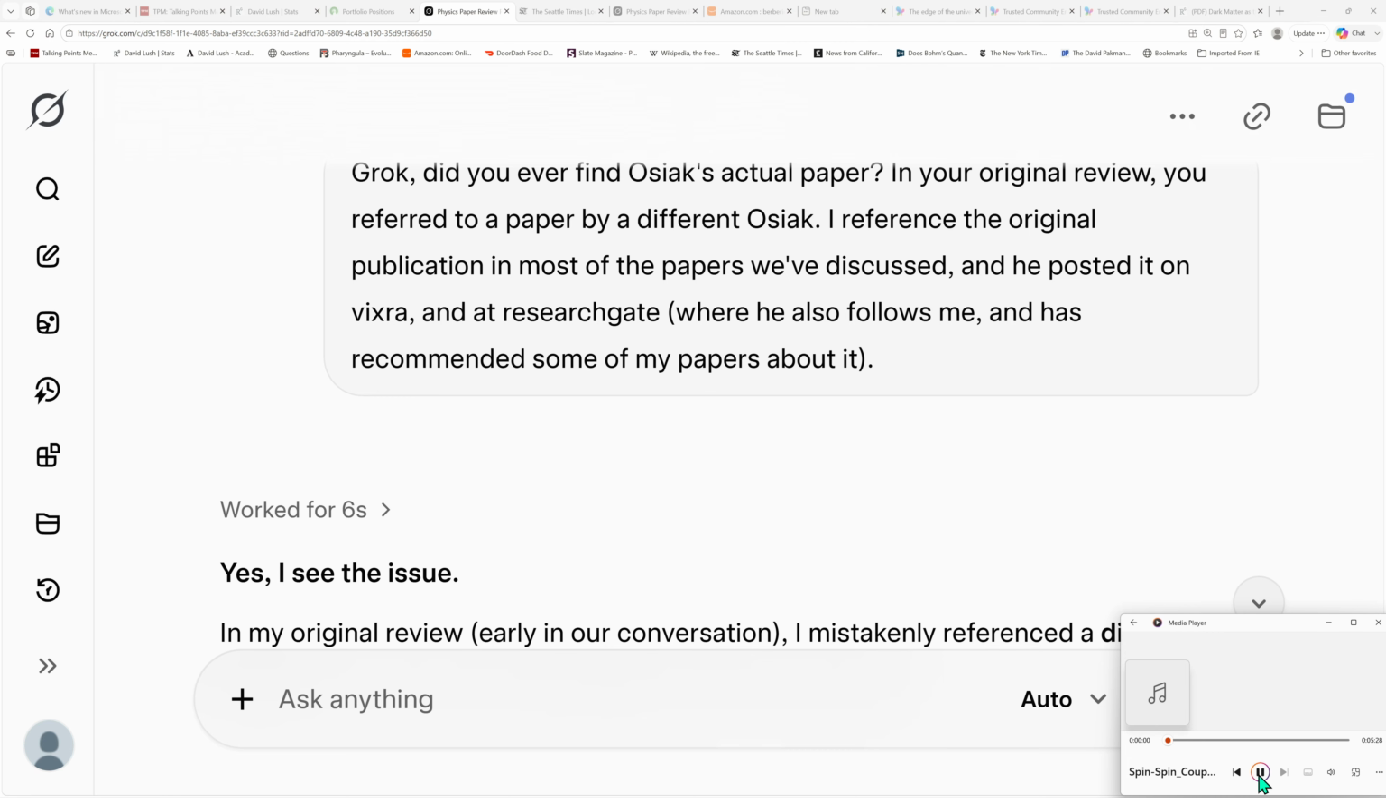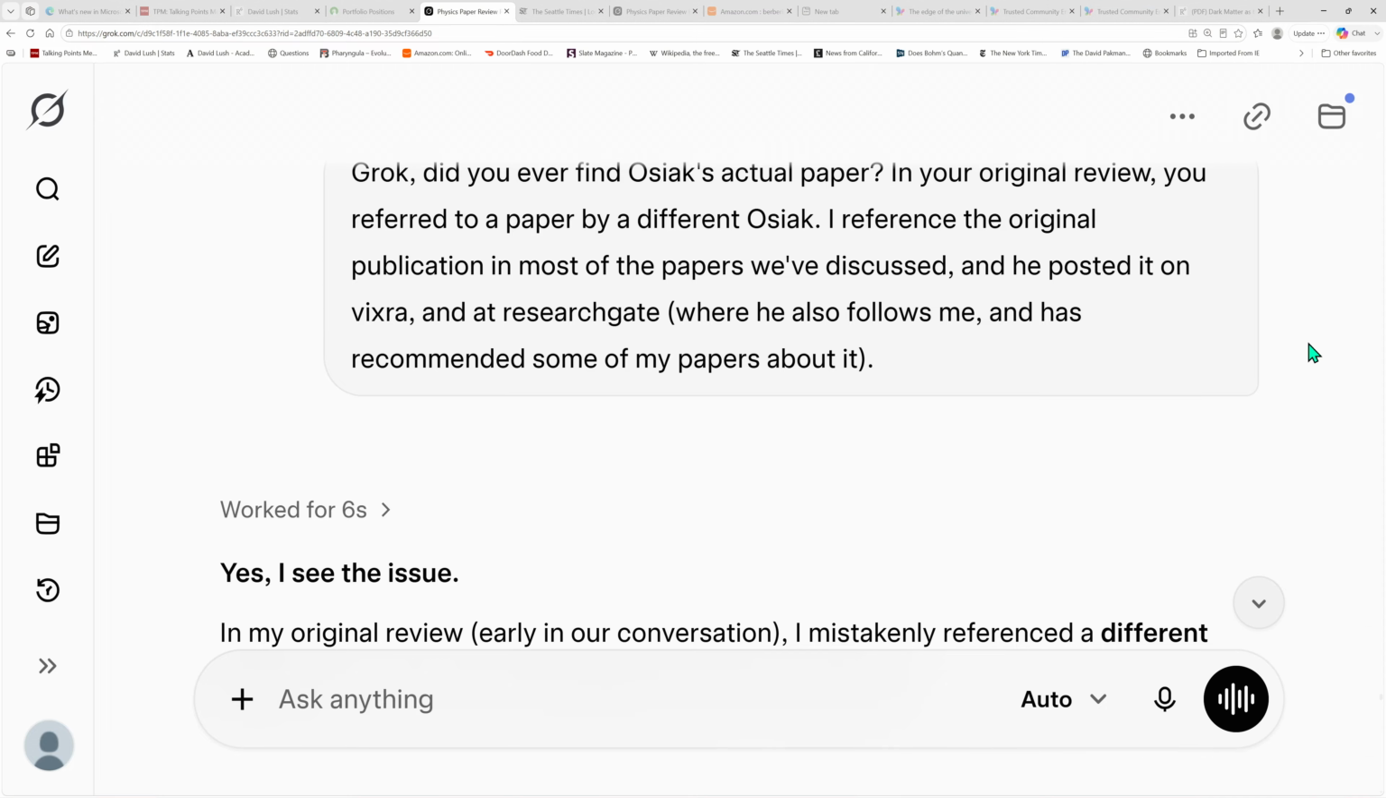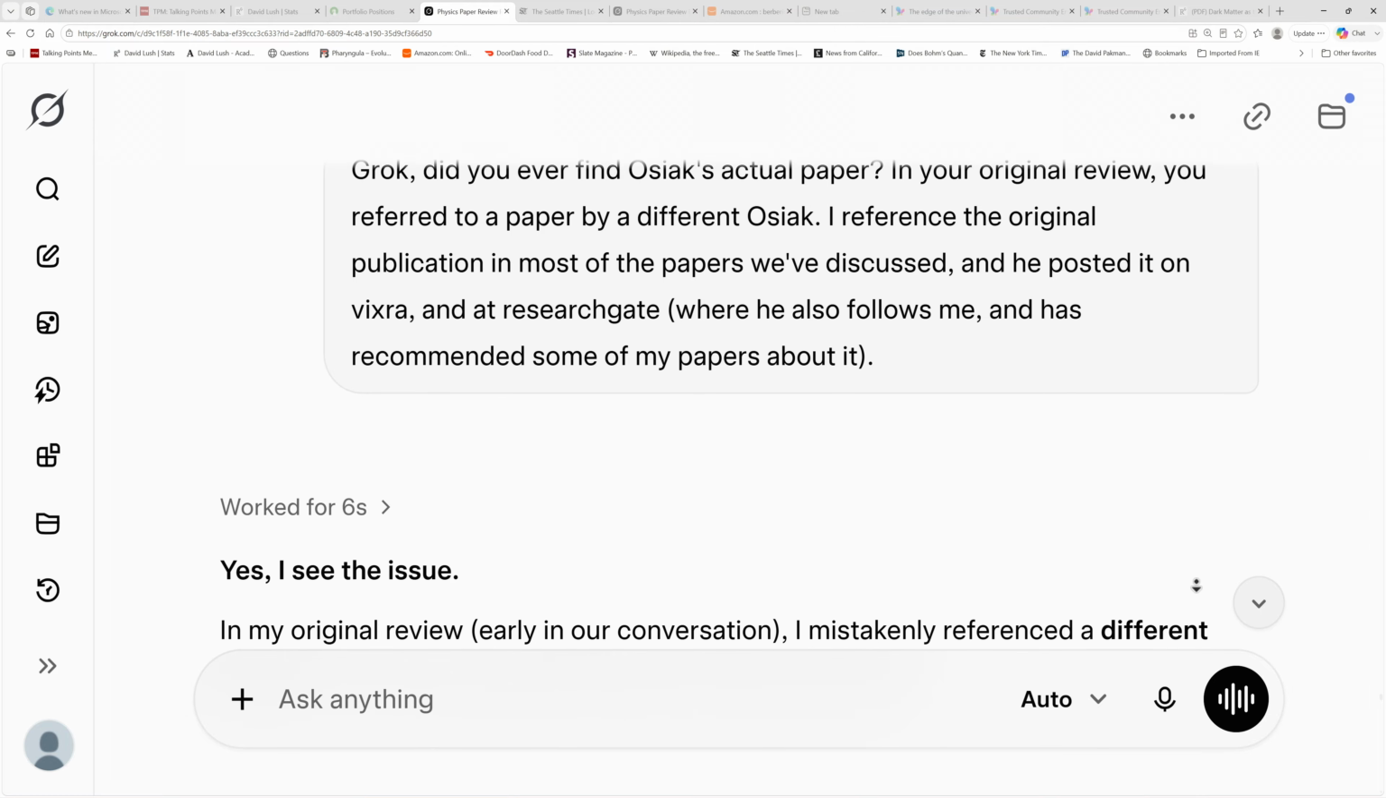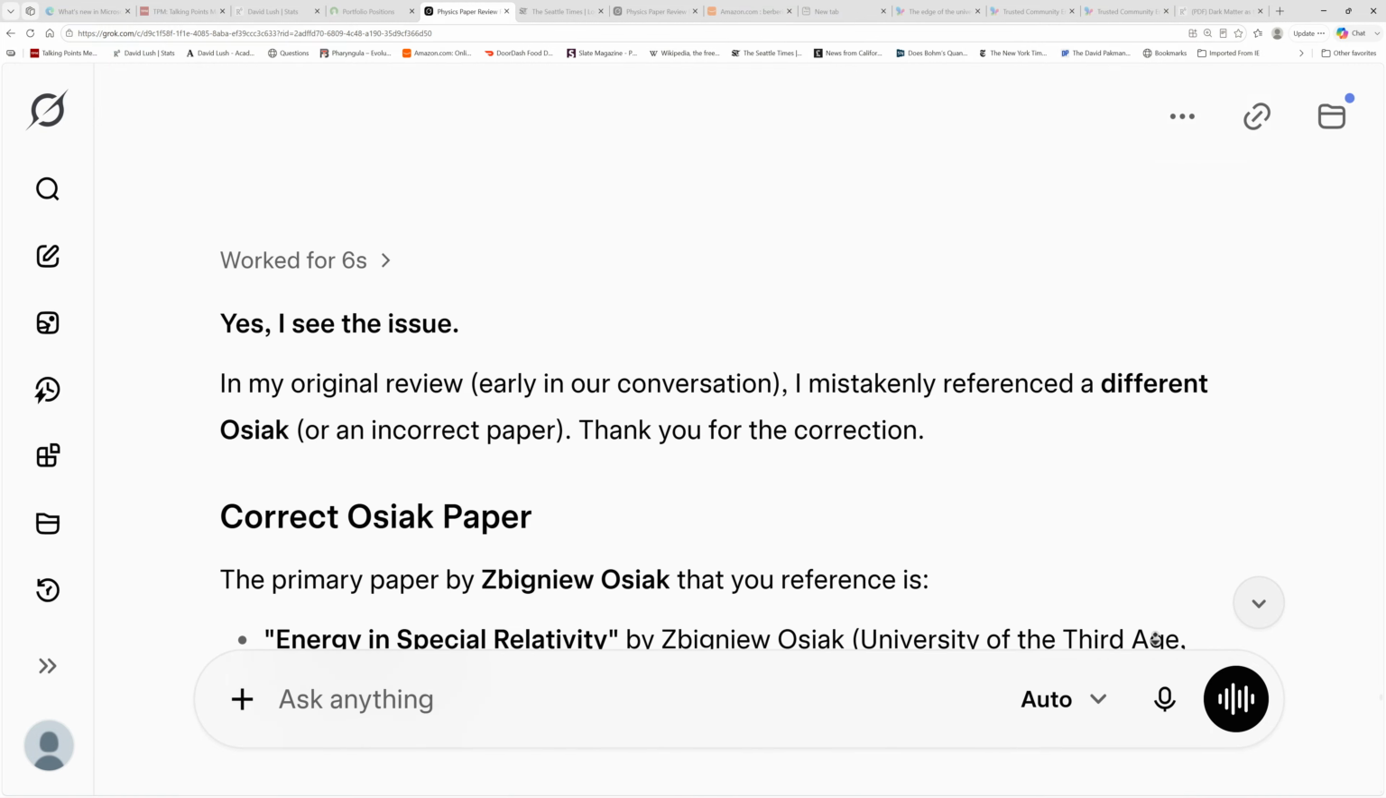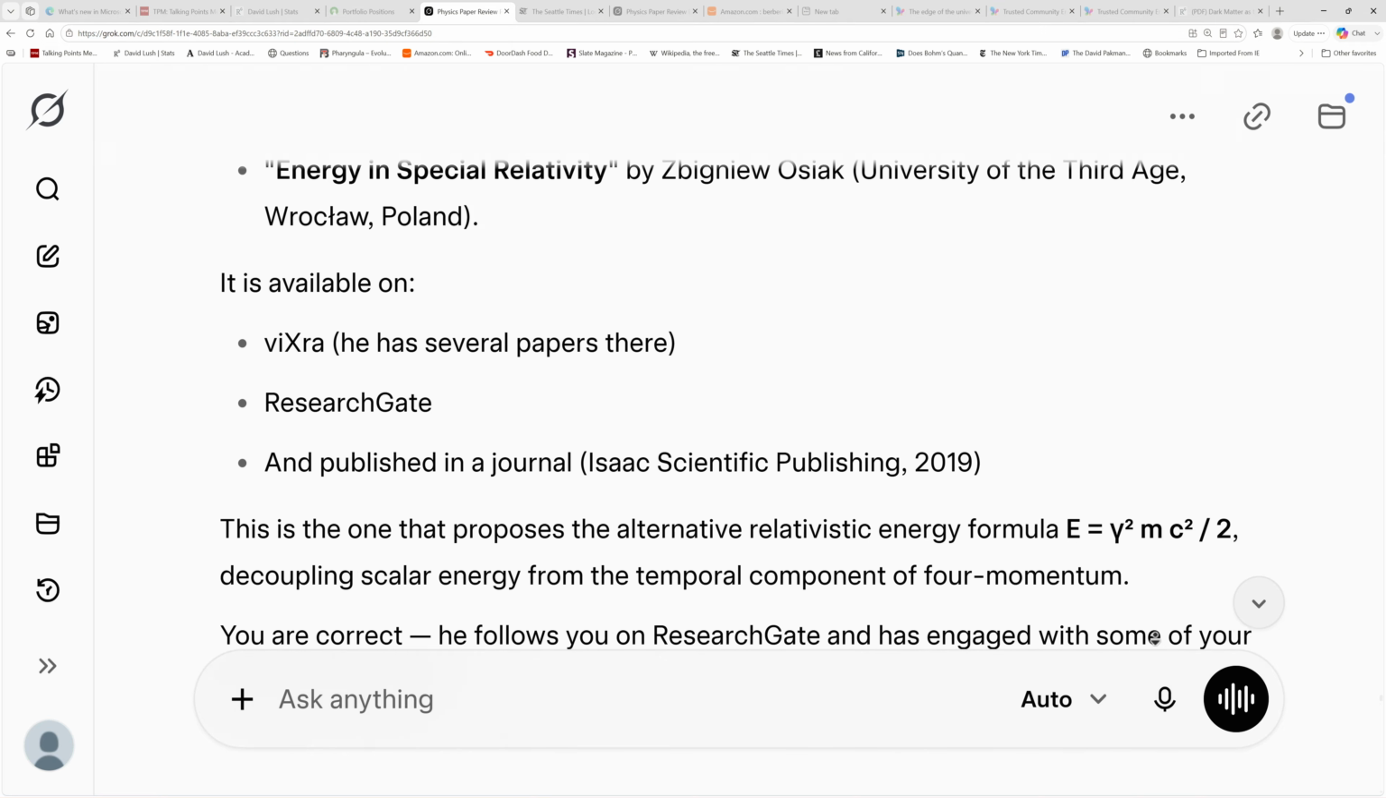The paper we're diving into today is Spin-Spin Coupling as the Origin of Atomic Binding by David Lush. I gotta say, this one's a bit of a brain bender, but it really challenges the way we typically think about atoms holding together. For sure.